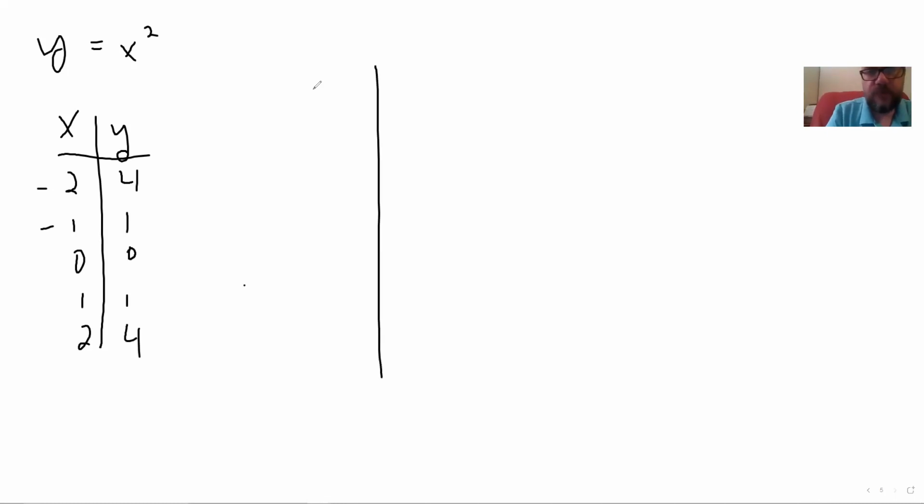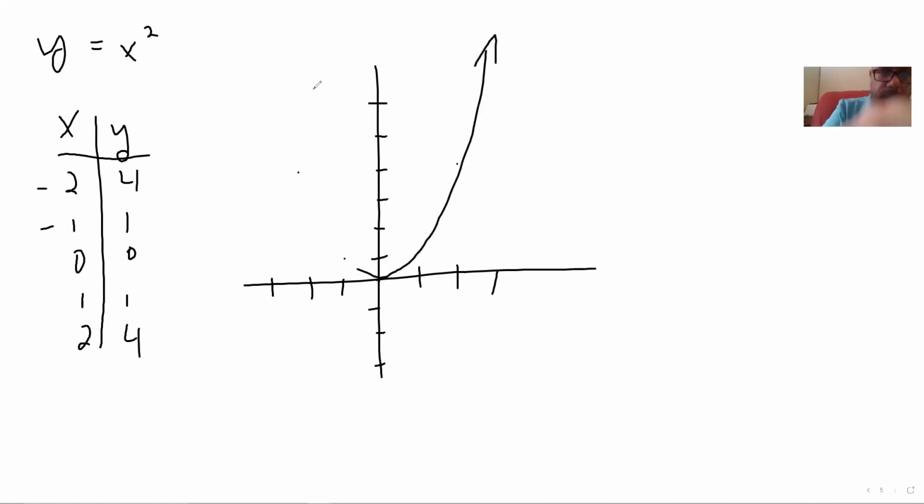So then I just graph that. That's not the prettiest graph I've ever made. All right, so -2, 4, -1, 1, 0, 0, right there, 1, 1, 2, 4. And hopefully that reminds you what it looks like, right? So whenever you forget what something looks like, plot a few points. Or if you have a calculator handy, just graph it on your calculator so you remember what it looks like. That's a nice, handy use of technology, to be honest.